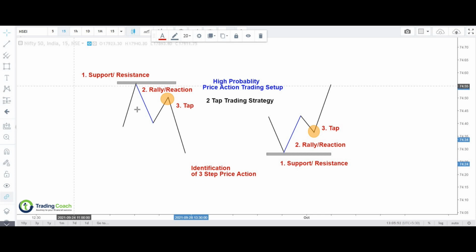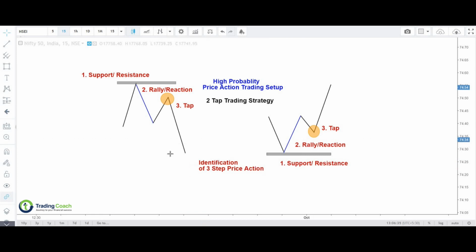The only thing you need to do is identify the 3-step price action which I have mentioned here. You need to identify this particular 3-step price action just like this. Once you can spot this pattern or setup, you can really get very good trades in the market. Whatever trades you take based on this 2-tap trading strategy will have a very high probability of working out. The only requirement is that you identify the 3-step price action which I have mentioned.